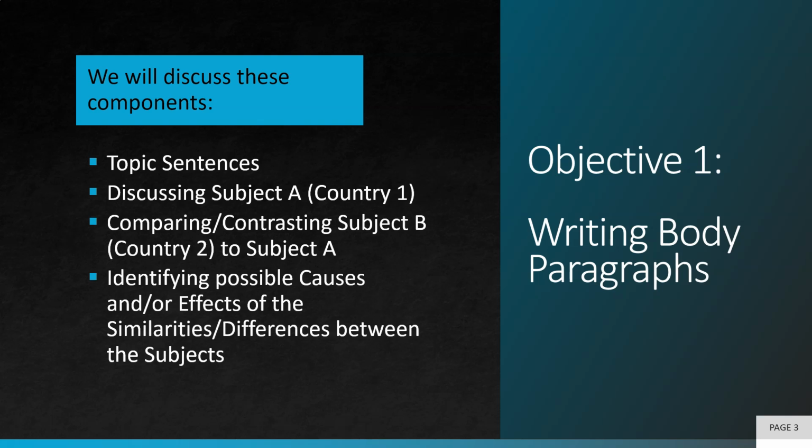Objective 1, writing body paragraphs. We will discuss these components: topic sentences, discussing subject A, which is country 1, comparing and contrasting subject B, which is country 2, to subject A, identifying possible causes and/or effects of the similarities and differences between the subjects.